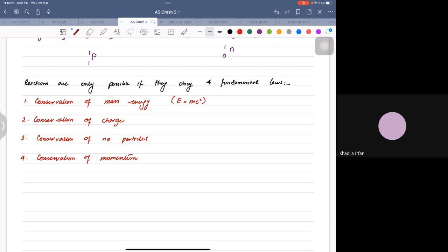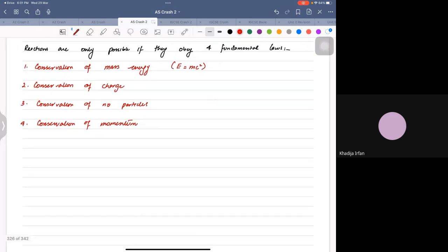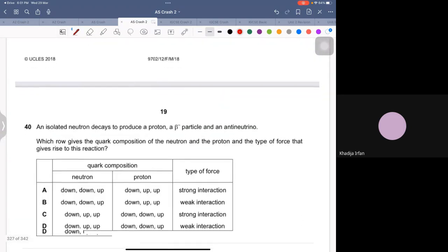Now this chapter, I just want to tell you, has very few numericals, but you need to remember a lot of facts. So it's better that you start rote learning it. There's no other way to do it. Anyway, so then going to this.